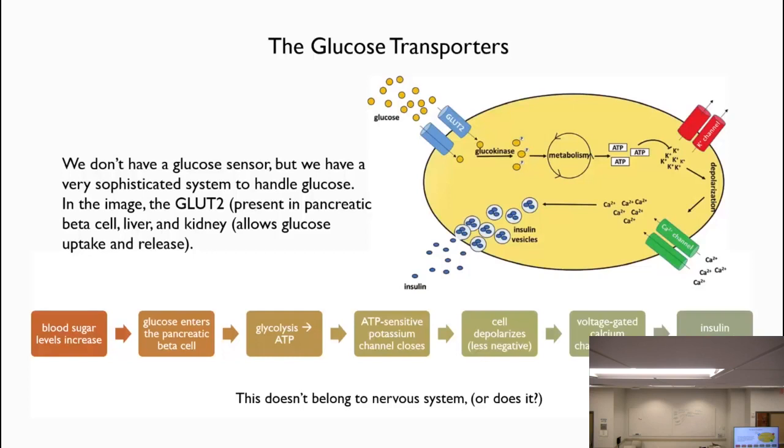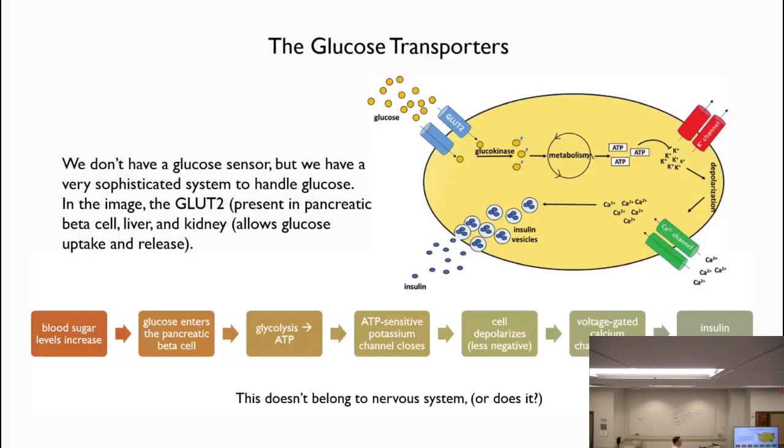This is just illustrating the way glucose transporters work. Imagine this is a beta cell in the pancreas, okay? Sugar levels increase. You have there the different steps. Sugar levels in the blood increase. We have a greater concentration of sugar outside the beta cell than inside. Okay, now we have facilitated diffusion. Glucose enters inside the pancreatic beta cell following these glucose transporters. That glucose is going to be used to produce ATP.